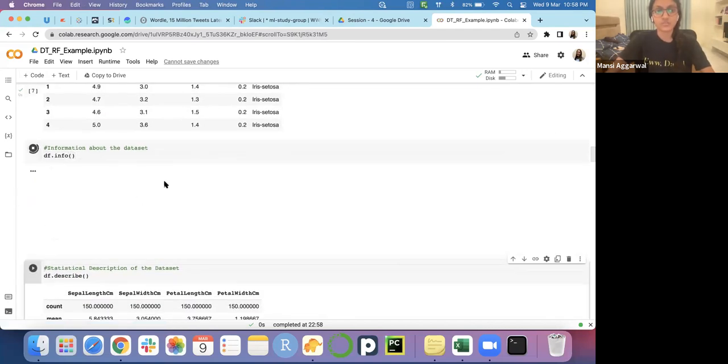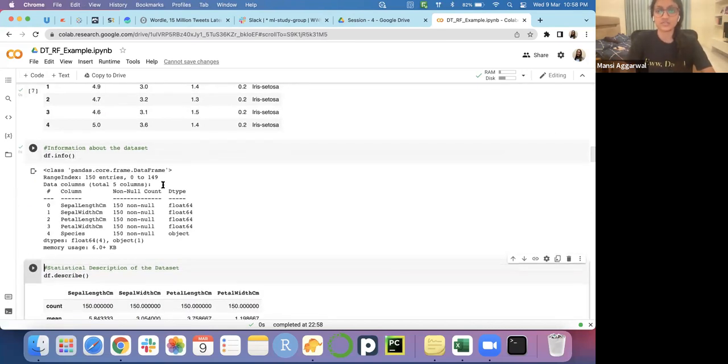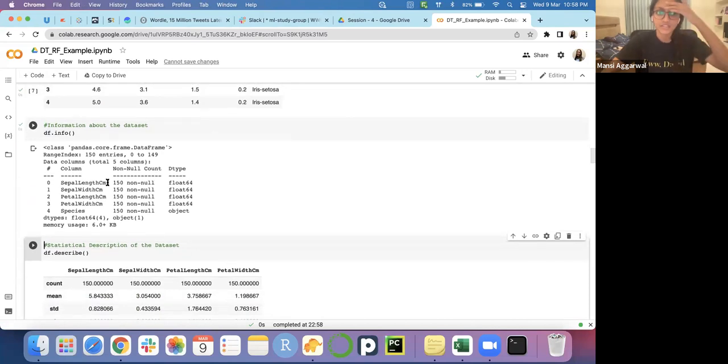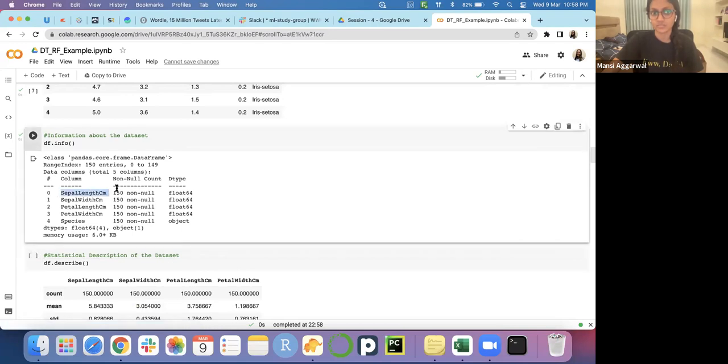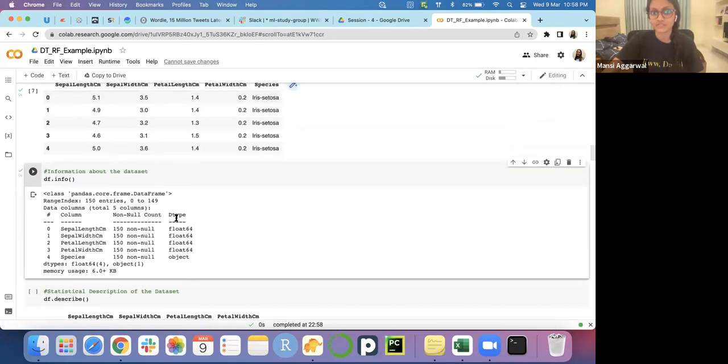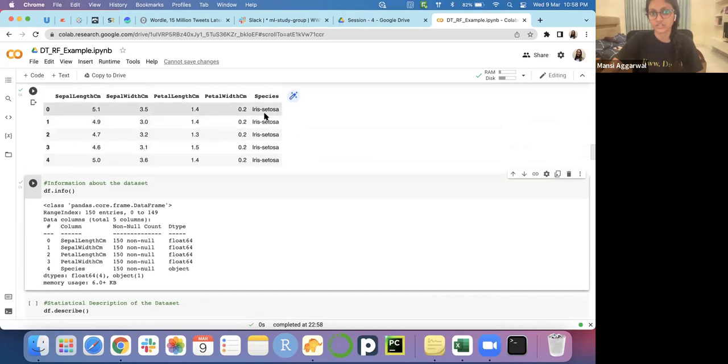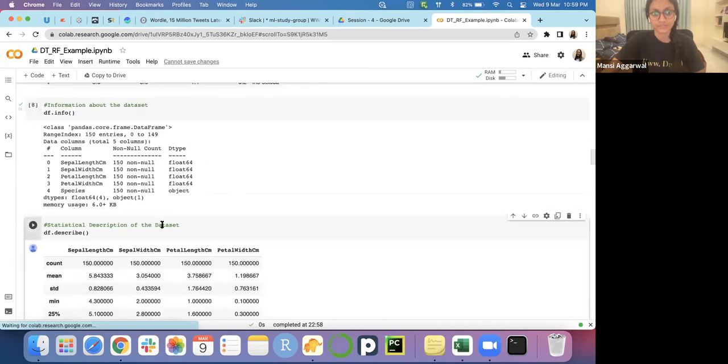df.info will give us compact information about the data set, that we have 5 columns. Non-null count, we have 150 non-null, that means we don't have any NA or null values in our data set. And data type is the particular column type. So these are all float64, that means numeric, but with decimal points. So that is float64. And this is an object type, a categorical variable.